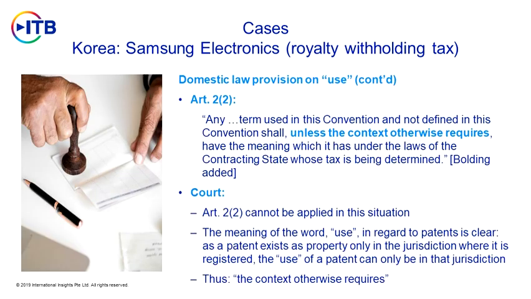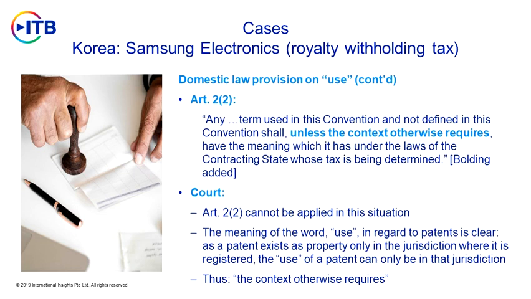The treaty provision which is equivalent to Article 3.2 is Article 2.2, which relevantly says this: any term used in this convention and not defined in this convention shall, unless the context otherwise requires, have the meaning which it has under the laws of the contracting state whose tax is being determined. But the Supreme Court held that Article 2.2 cannot be applied in this situation.